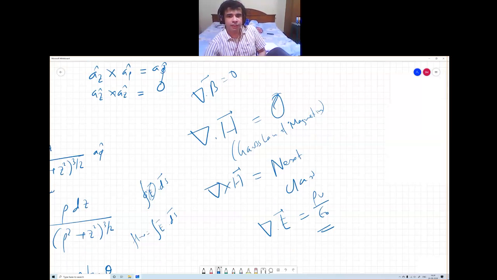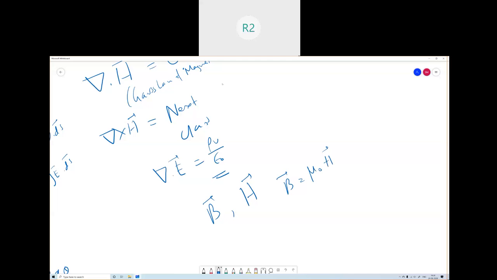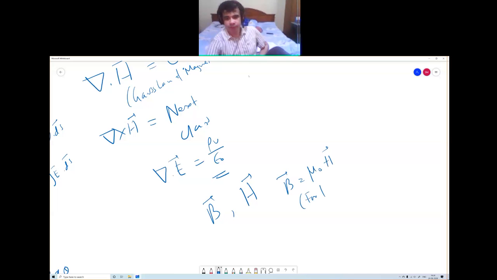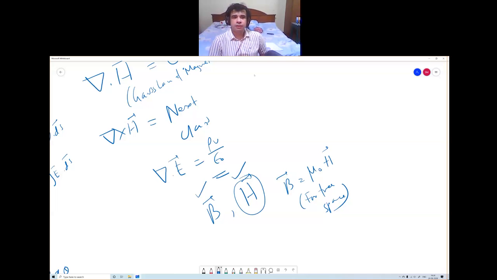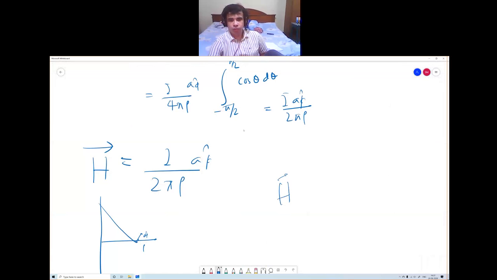Also, it can be written as this. What is the difference between this and this? You probably know this. H is the horizontal component, and B, this is only for free space. What is the difference between this and this? Can anyone tell me? What is the unit of this? What we just calculated: H equal to I A phi by 2 pi rho.